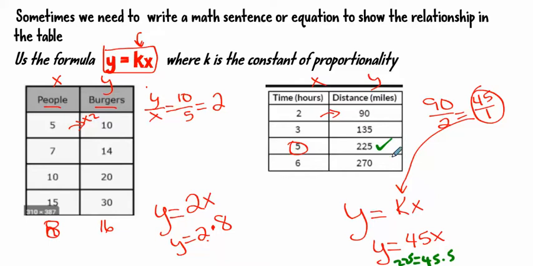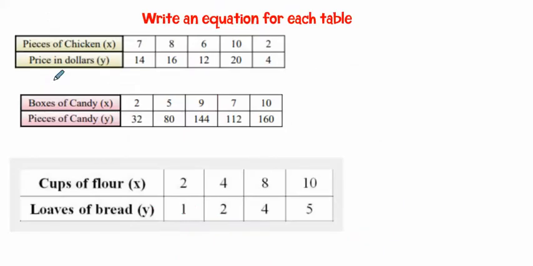All right, so I would like for you, here are 3 questions. I want you to see if you can write the equation. So remember, you're going to write it in the form of y equals k times x. The only thing you have to figure out is the k, which is the constant of proportionality. Why don't you do the first one first, and then pause the video and let's check your answer.